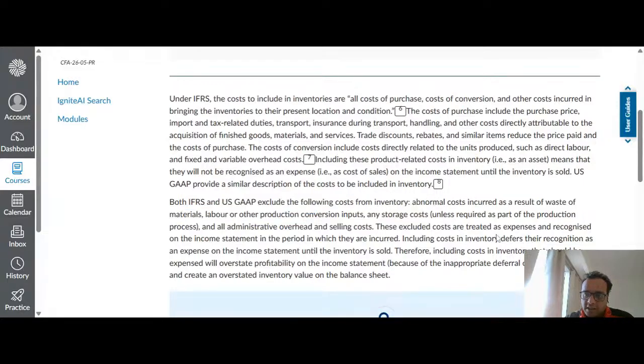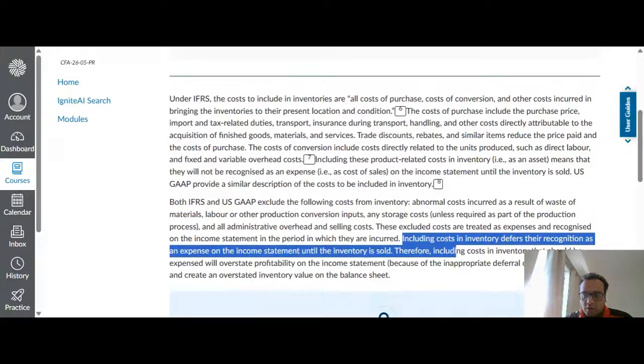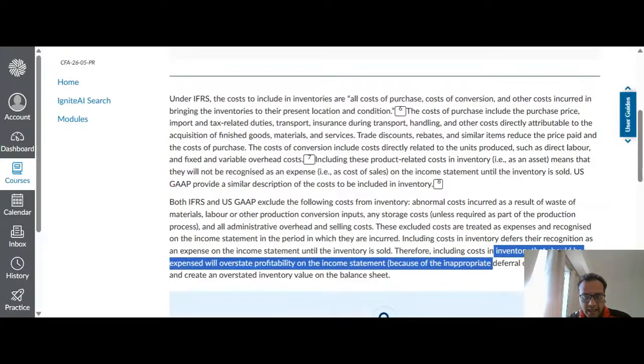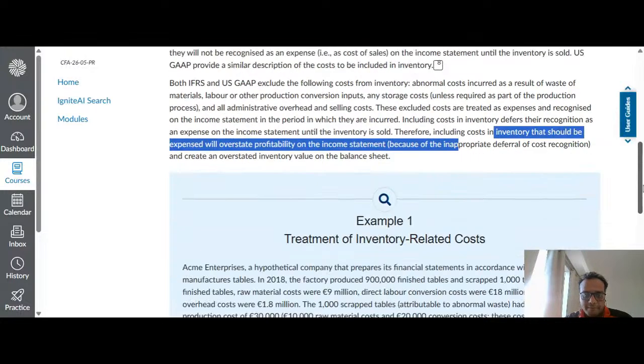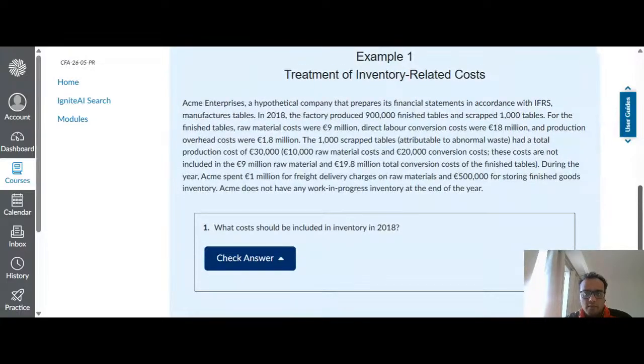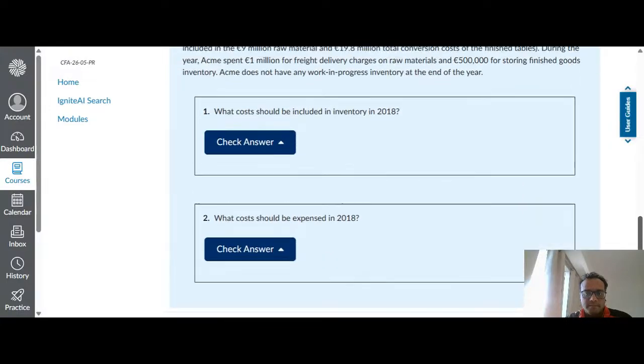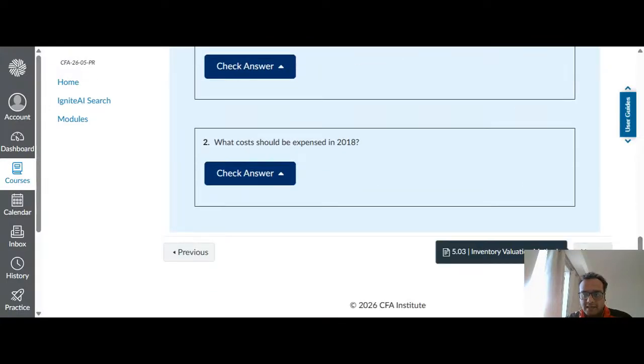These excluded costs are treated as expense and recognized on the income statement in the period in which they are incurred. Including cost in inventory defers their recognition as expense on the income statement until the inventory is sold. Therefore, including cost in inventory that should be expensed will overestimate profitability on the income statement. Perfect. Let's see the next thing.